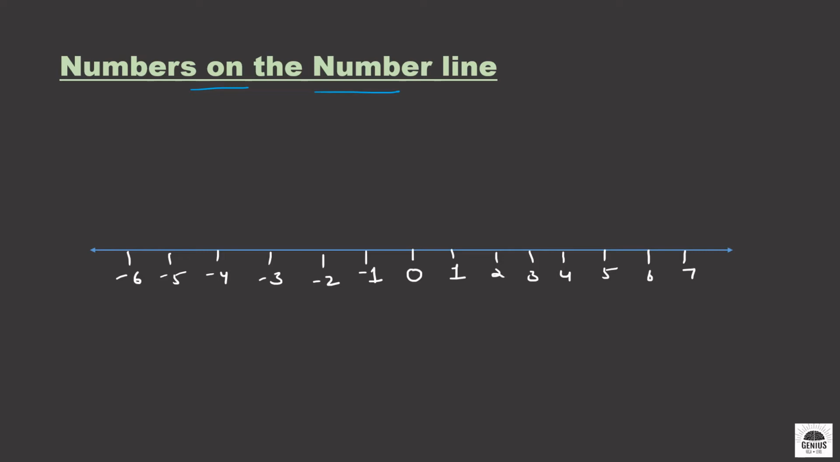Now if you want to locate number 2 on a number line, we can easily locate it. This is number 2 on a number line. Now if you want to locate minus 4 on a number line, this is minus 4 on the number line. Now suppose you have a point M here. Can you locate this point on a number line? No, because this point is outside the number line.